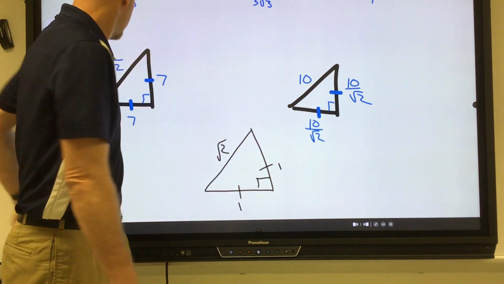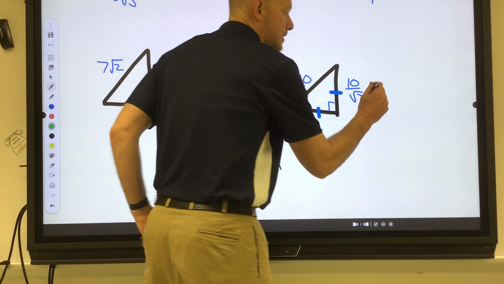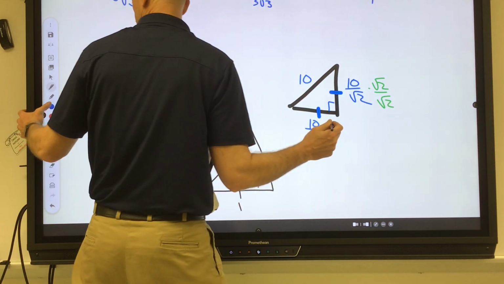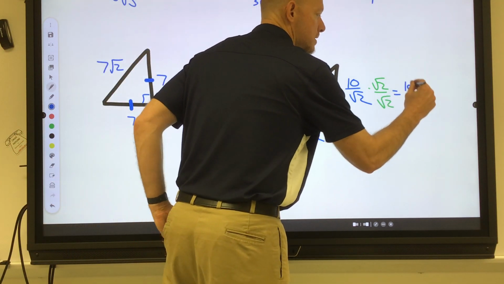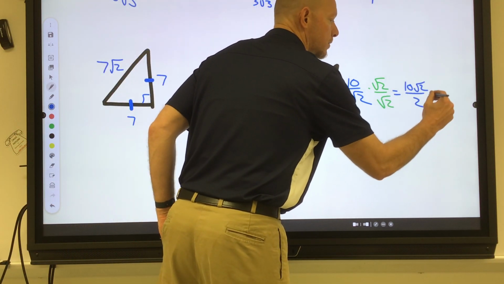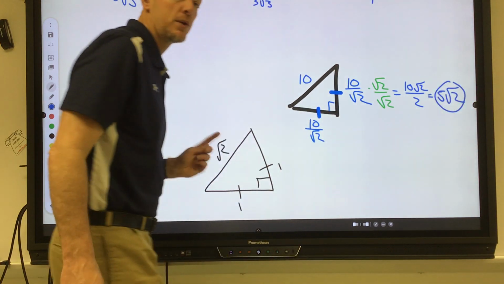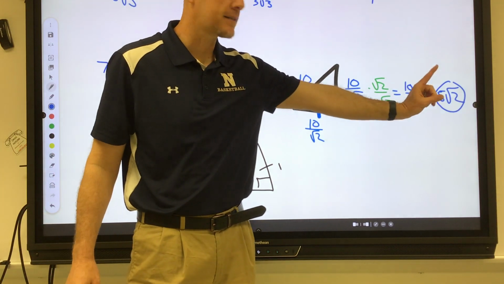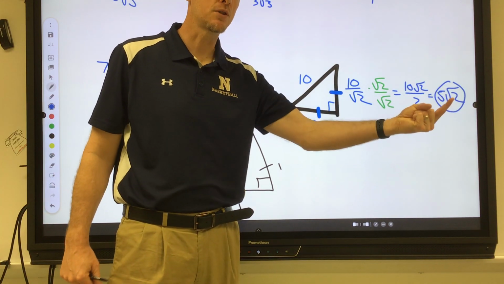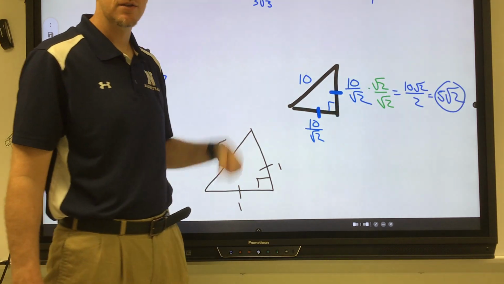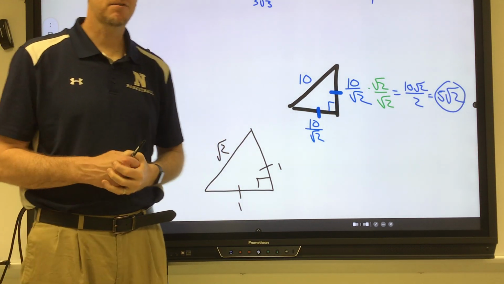So again, as I alluded to in the previous question, we would be all right leaving a radical in the bottom, but if you wanted to rationalize this, you multiply by square root of 2 over square root of 2, which would give us 10 square root of 2 over 2, which is 5 square root of 2. Which again kind of makes sense, because if I think about taking 5 square root of 2 times the square root of 2, the square root of 2 and square root of 2 becomes 2. 2 times 5 gives us our 10. There we have special right triangles.